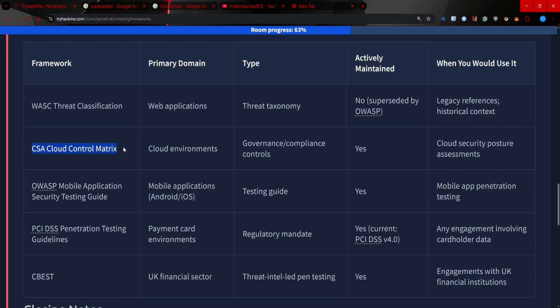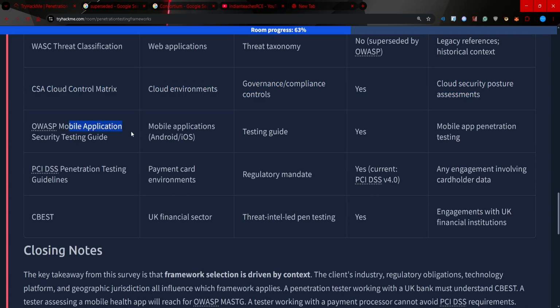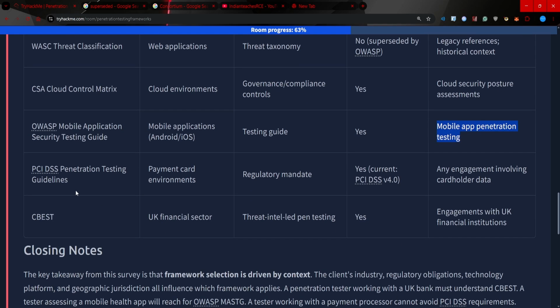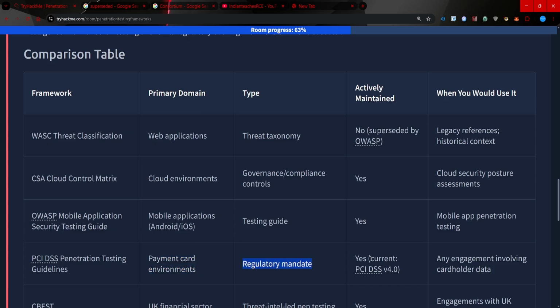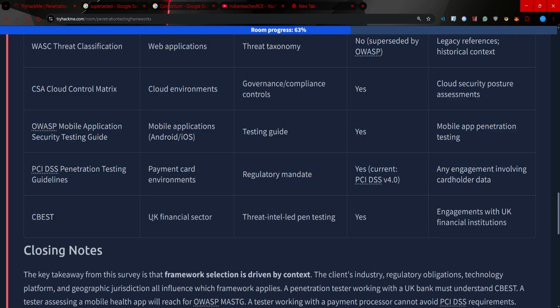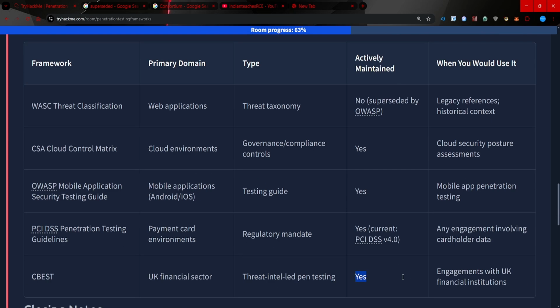CSA Cloud Controls Matrix: cloud environments, governance and compliance controls, actively maintained yes, used for cloud security posture assessment. OWASP Mobile Application Security Testing Guide: mobile applications, Android and iOS testing guide, and it's actively maintained. When you would use it: mobile application testing. PCI DSS: payment card environments, regulatory mandate, yes, current is version 4.0. Any engagement involving cardholder data. CBEST: UK financial sector, threat intel-led pen testing, yes. Engagement with UK financial institutions.